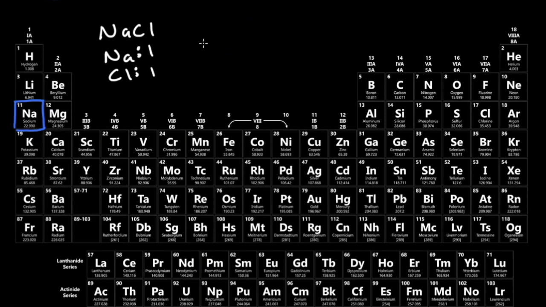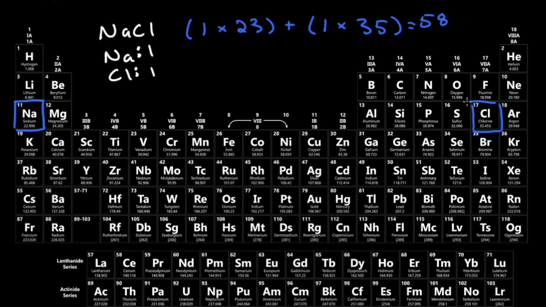So we're going to say that we have 1 Na, and we'll multiply that by 23, and then we're going to add that to the next one. We have 1 Cl, and we'll multiply that by the mass of Cl, and Cl is going to be over here, and it says 35.4. We're just going to round that to 35. And so when we do this out, 23 plus 35, that's going to be 58. And so the molar mass of NaCl is going to be 58, and we can put AMUs.